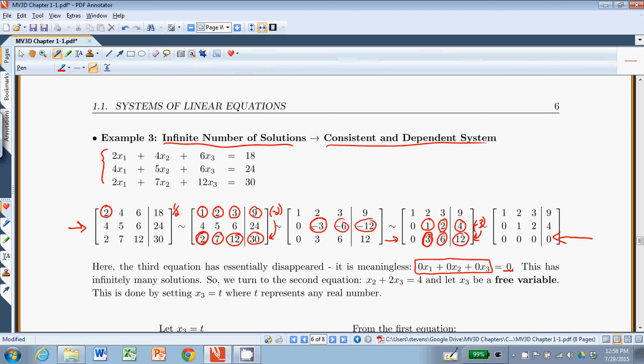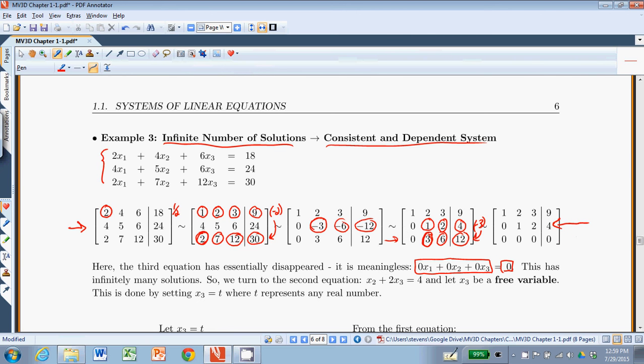And that equation is essentially useless. It tells us nothing about the variables. Any set of variables will satisfy that equation. So when you see this situation, it means that you're going to get infinitely many solutions. But how do I get those infinitely many solutions? Well, I'm going to look back at my second equation, because my third equation doesn't do me any good.